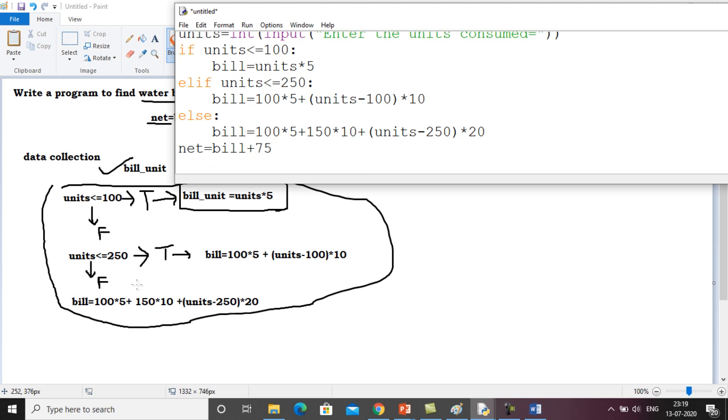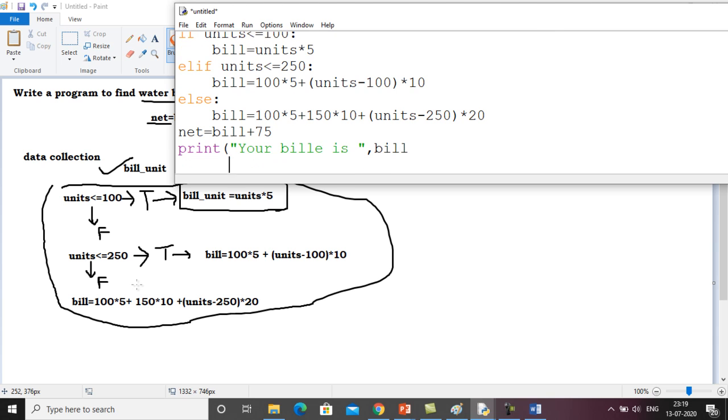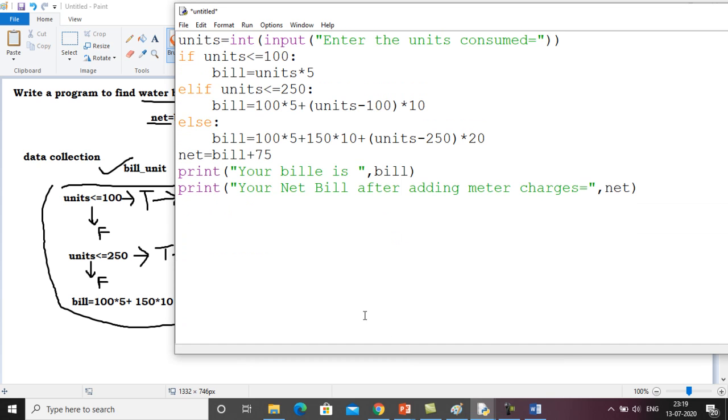So we can simply show the net bill, and also if we want to show the bill also, then we can also write like this, print your bill is, that is bill. And your net bill after adding meter charges. So this will be the answer. So now we have written the program. So this is our program.